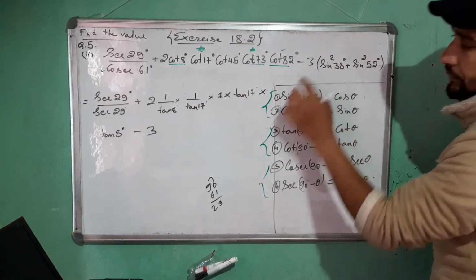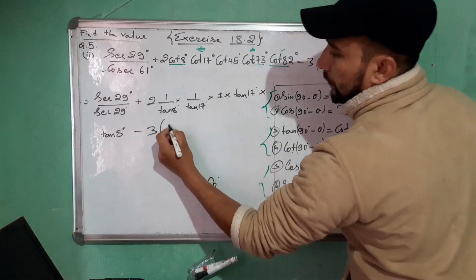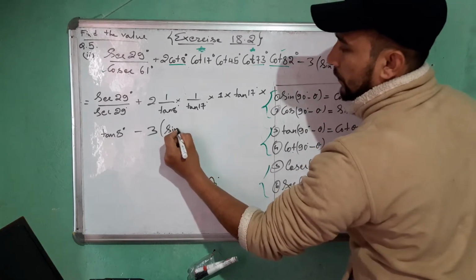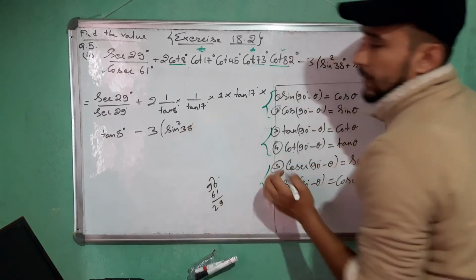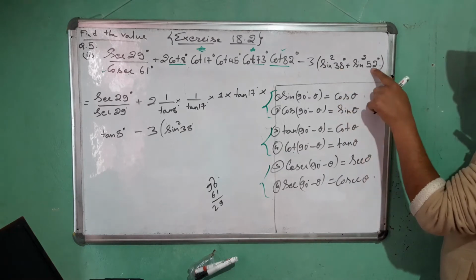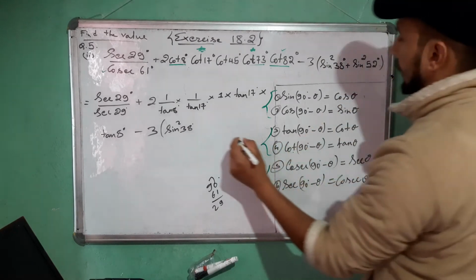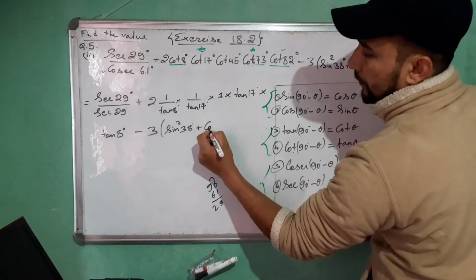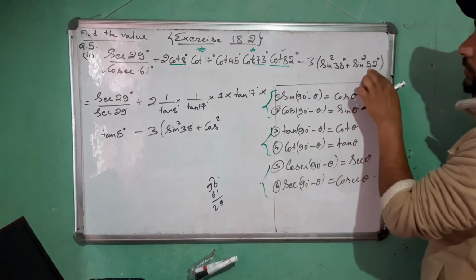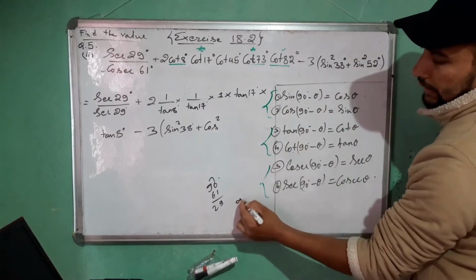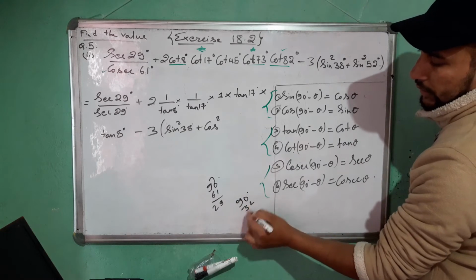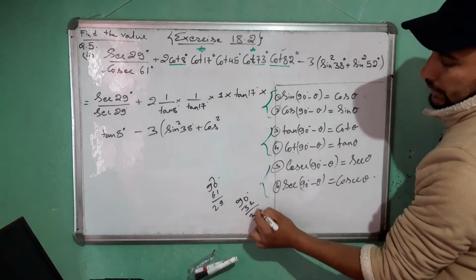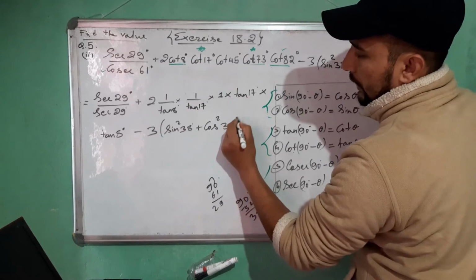Minus 3 sine square 38 degree, I'll keep as it is, this is a smaller angle, I'll convert the bigger angle only, plus the complement of sine is cos, square is as it is, and the complement of 52 is 90 degree minus 52 degree, it will be 38 degree.